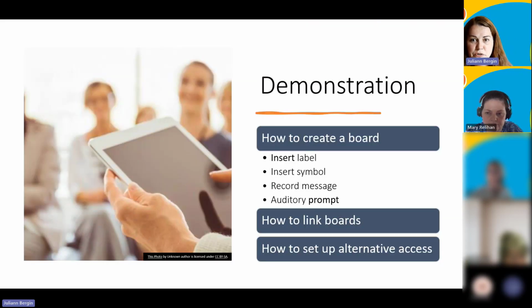So as I say, I'm going to show you a little bit now about Sounding Board, and I'm going to show you how to create a board, how to insert labels, symbols, and record messages. We're also going to talk briefly about linking boards, and I'm going to show you how to set up alternative access as well. So bear with me now, I'm going to try sharing my screen, so this hopefully will go well.